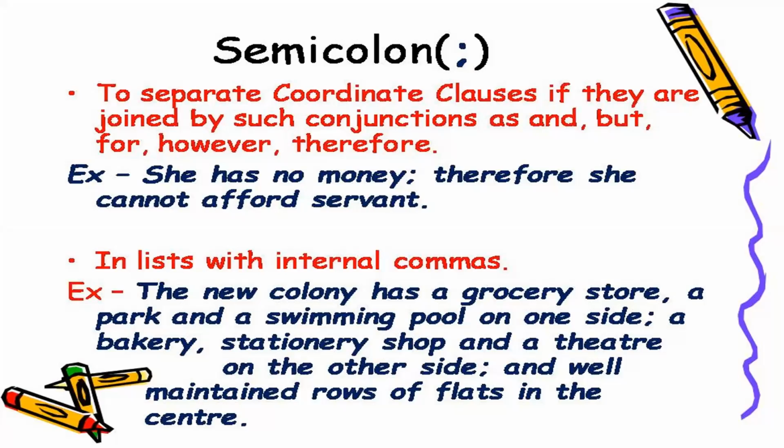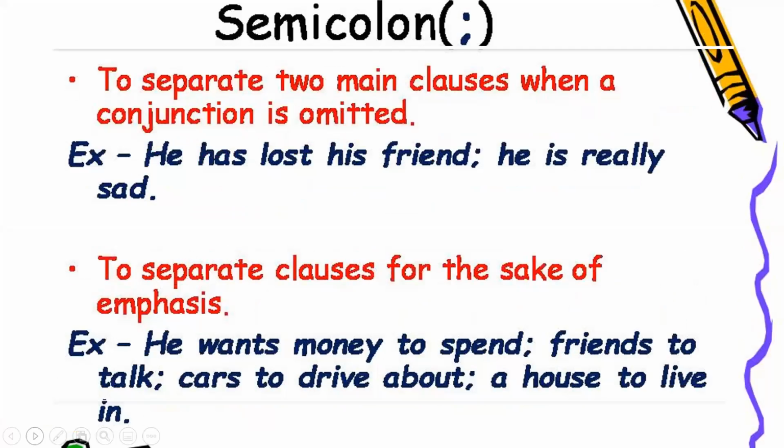So I hope this is clear. Where will we use a semicolon? It is a longer pause than a comma. Again, a semicolon is used to separate two main clauses when a conjunction is omitted. Suppose we have not used a conjunction, like the example here: he has lost his friend; he is really sad. We could have written, he has lost his friend, so he is really sad. We wouldn't need a semicolon here because we are using a conjunction in this case. He has lost his friend, so he is really sad. Therefore, he is really sad.